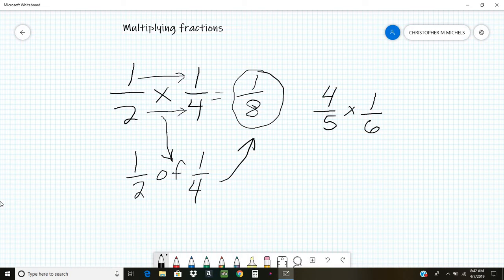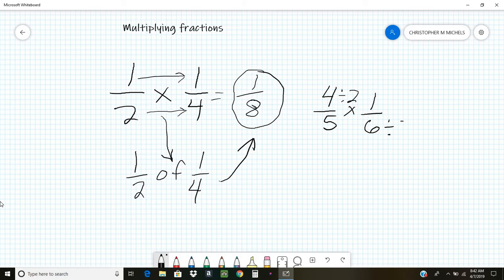So then what we do is we look diagonally to see if there's anything we can reduce. Okay, so we look right here. 1 and 5, nothing again. Pretty much when you have 1 up here, you won't be able to reduce diagonally. But 4 and 6, these both have a 2 in common. So I can reduce each of these by 2, or divide.